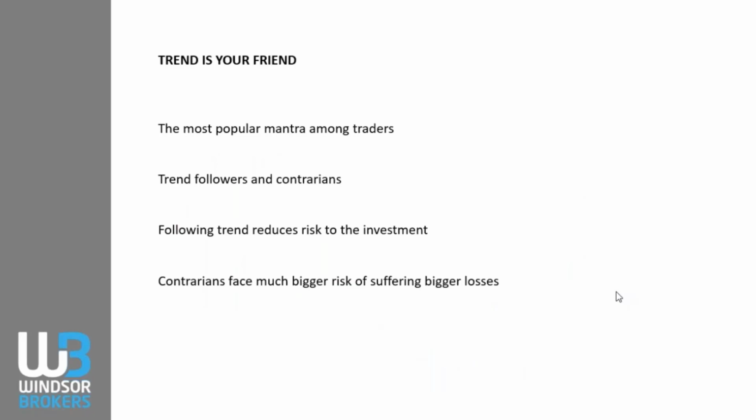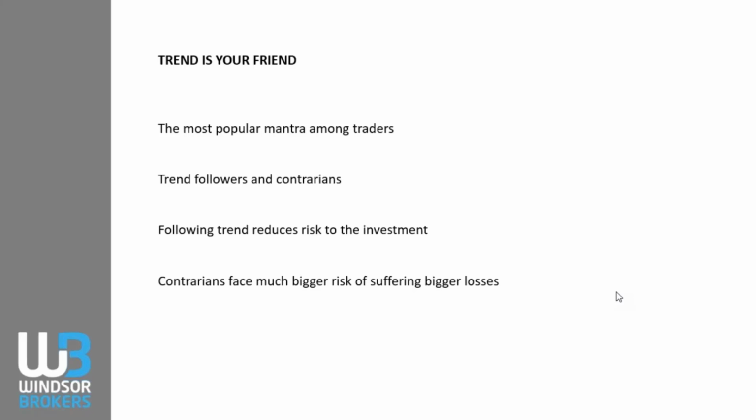Now this is something that I would like to highlight. We already went through most of these things, but it's very important to mention the most popular mantra of traders: "trend is your friend." We already said that following the trend increases your opportunities to make profit while trading a certain financial instrument, while of course going against the trend sees increased risk of creating losses and having a negative balance at the end. So "trend is your friend" is very popular, and most traders follow this.